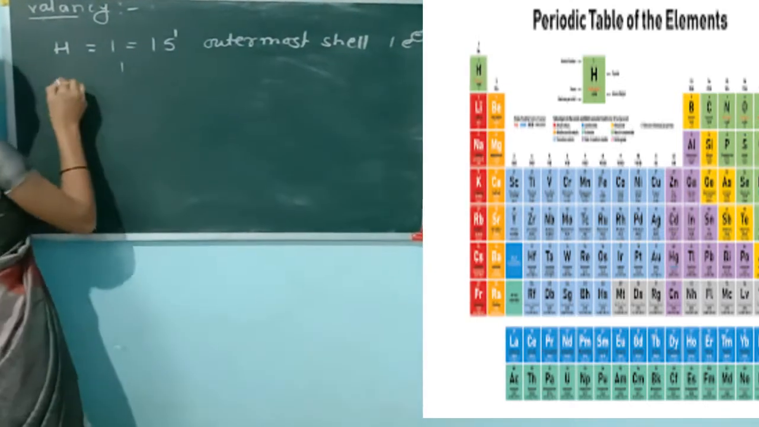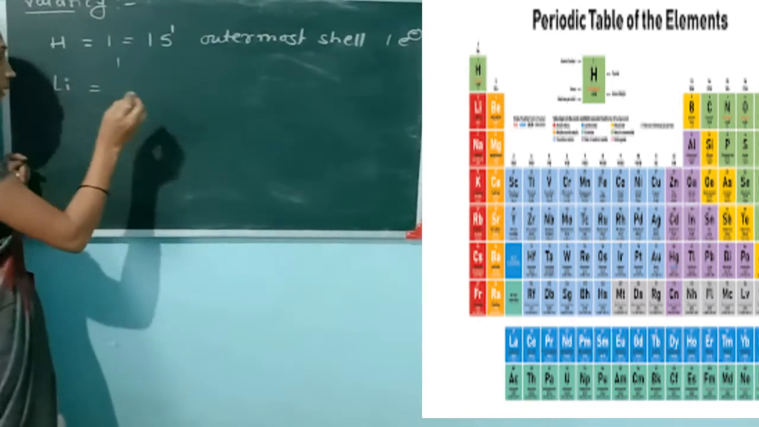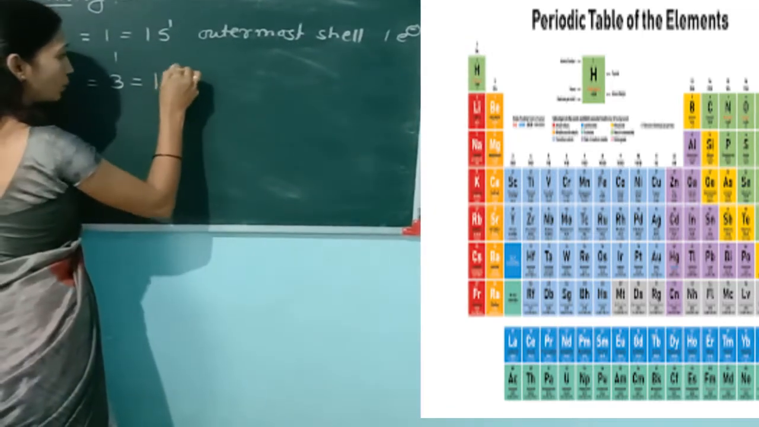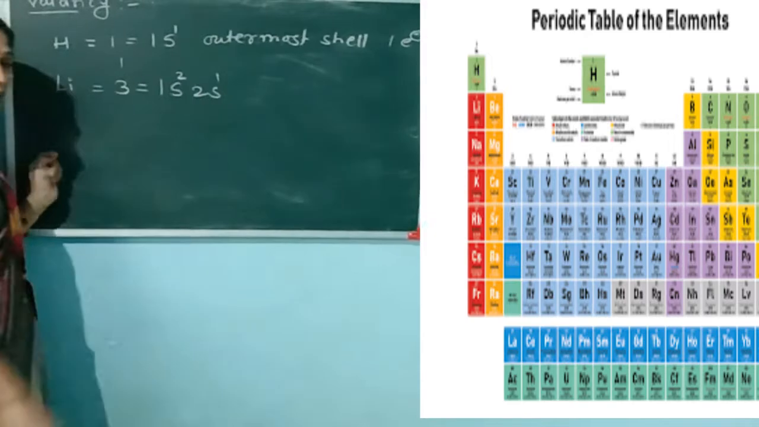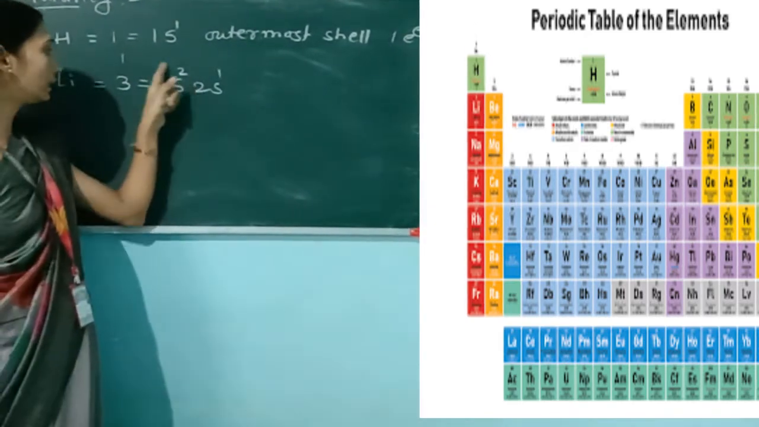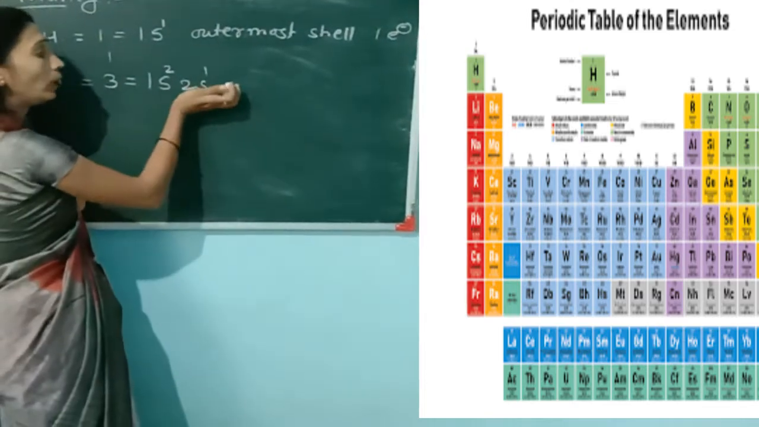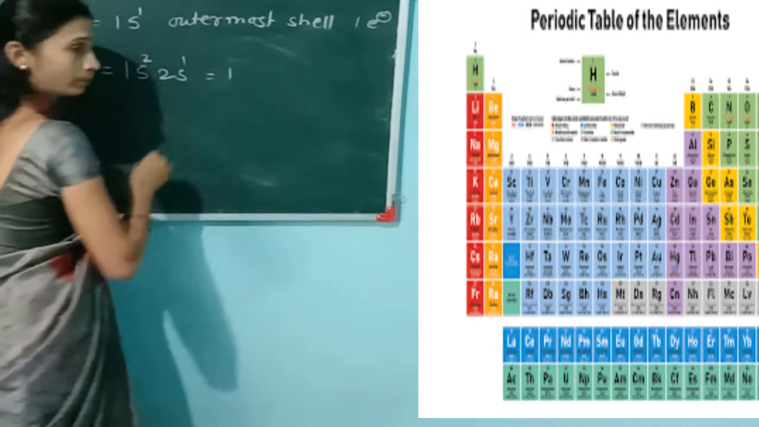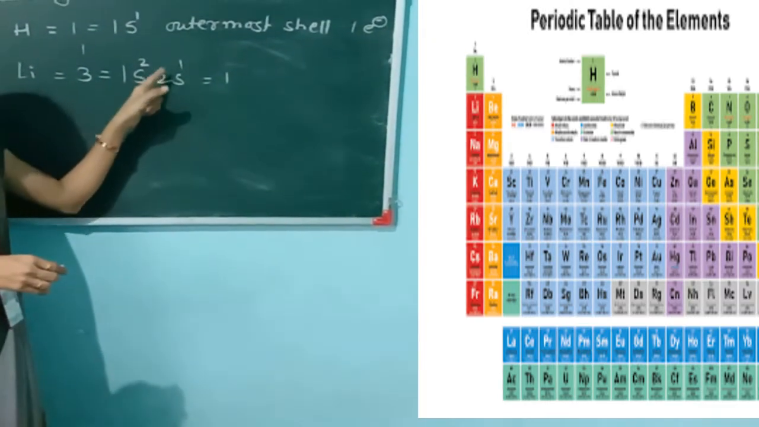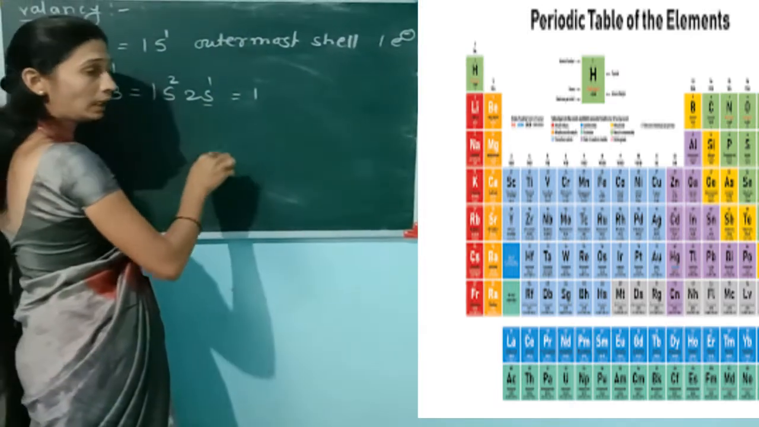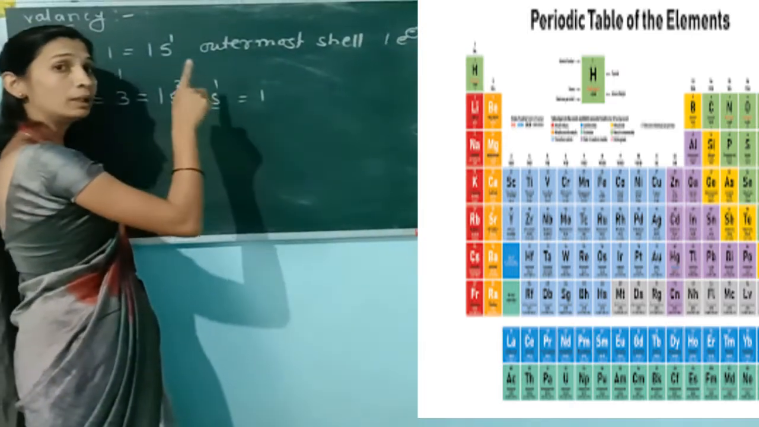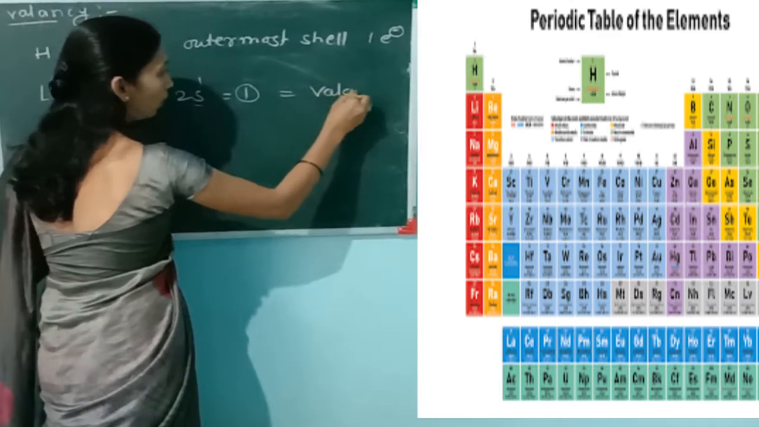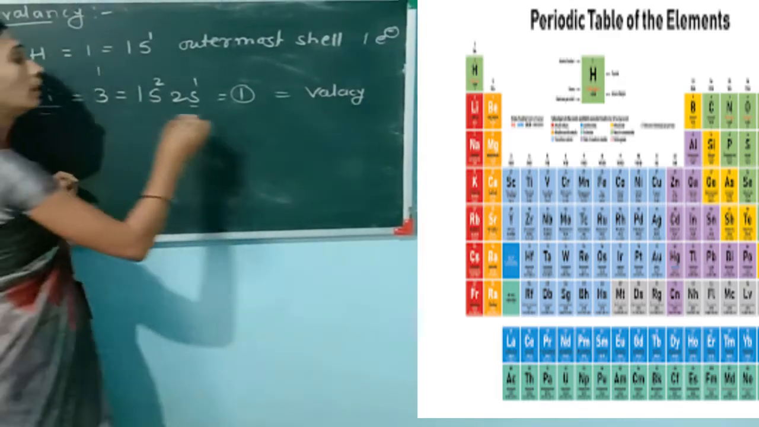If we take the example of lithium, lithium has atomic number 3. The electronic configuration of lithium is 1s2 2s1. That means the first shell of lithium is fully filled, and the outermost shell, known as the valence shell, has one electron. For completion of the duplet, it requires one electron. The valence electron is 1. Therefore the valency of lithium is 1.